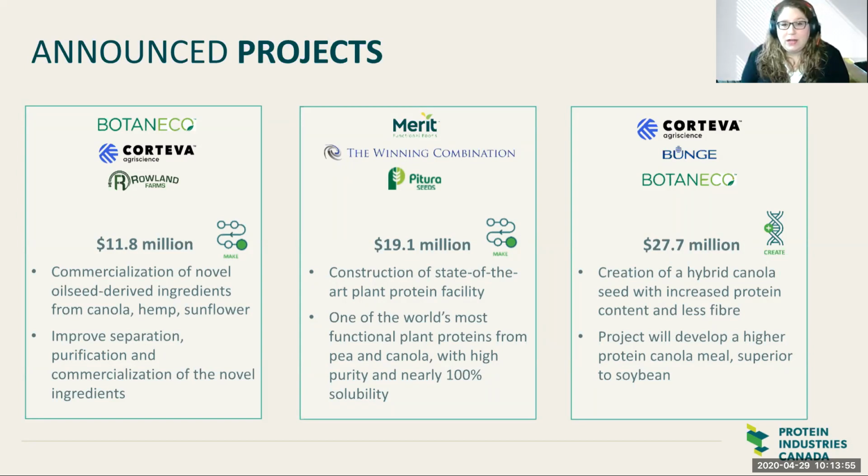The Merit, Winning Combination, and Batura Seeds project also represents the make pillar, and it relates to the creation of a functional plant protein plant for pea and canola proteins. The Corteva, Bungie, and Botanical project is a create project, and that's the creation of hybrid canola seed that increases the protein content and has less fiber in canola.